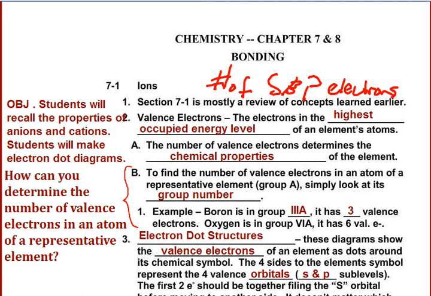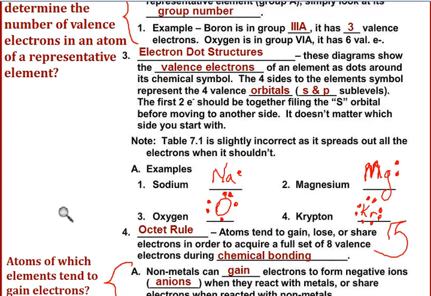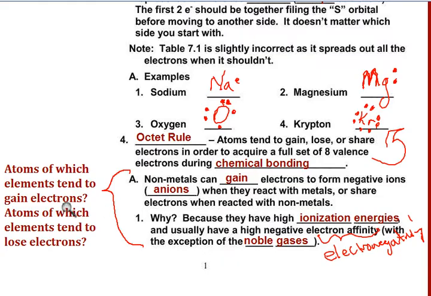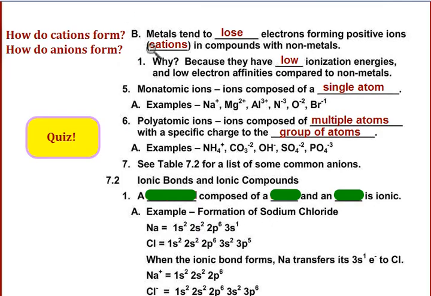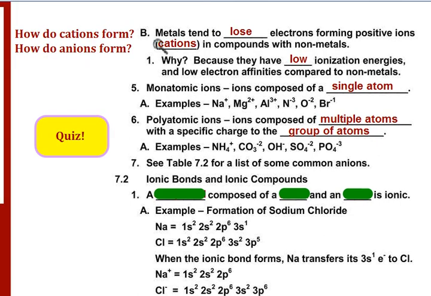Then, as we scroll down lower in our lecture, we also have, atoms of which elements tend to gain electrons, and atoms of which elements tend to lose electrons. Well, we're going to find those over the next few questions. In fact, the next couple of questions are all in this region here. So the first one's going to be this 4A1 and so on. And the next, you'll find the answer to the second question right here. But also, how do cations form and how do anions form? Those also come from this same region.